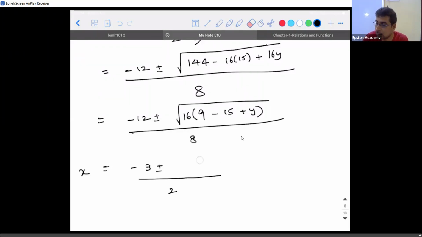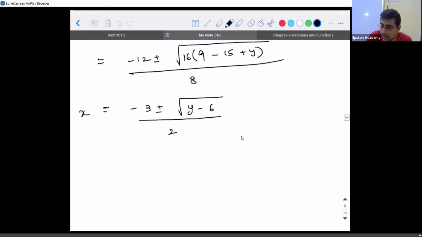No, sir. From the root only we took something out. 16 we took out. Square root of 16 is 4. So 12, 4 and 8 we can cancel by 4. So it becomes root of y minus 6. Right? 4 root y minus 6, right, sir? Okay.